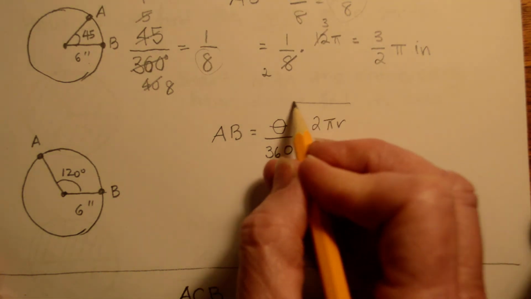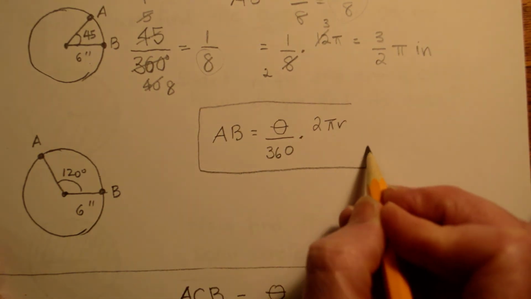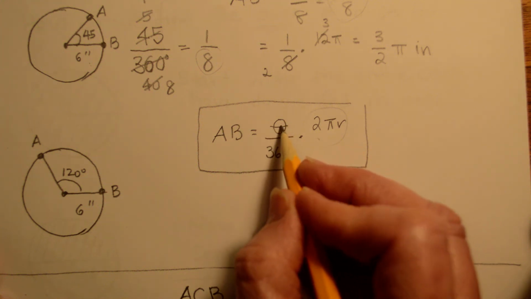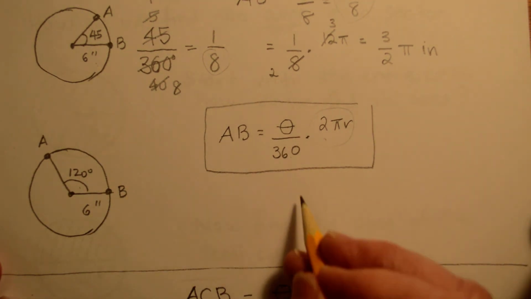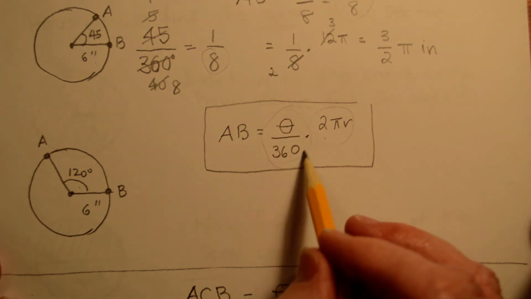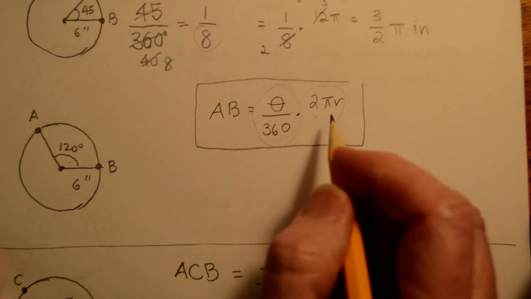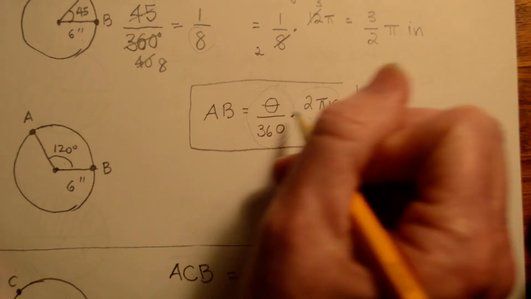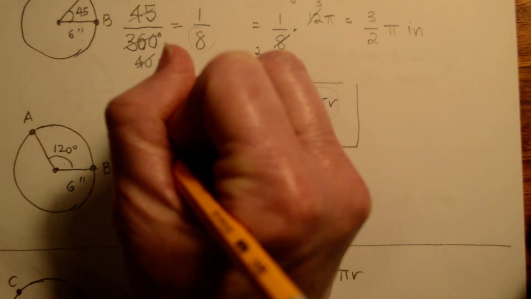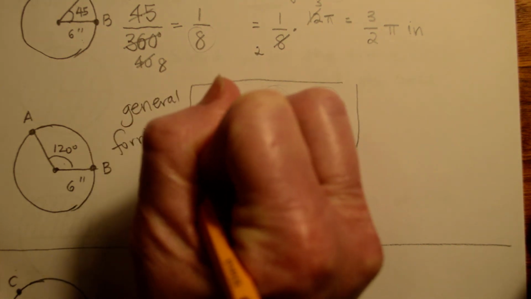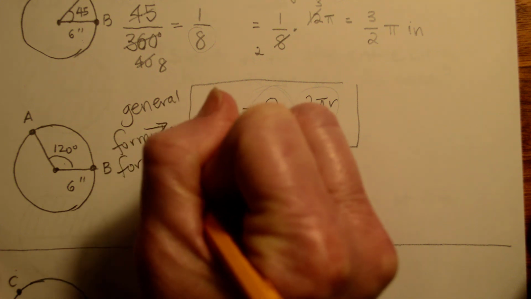So this is the general formula that we're going to do. We're going to take the circumference, whatever it is, and multiply it by theta, whatever our central angle is, divided by 360, because that's going to tell us what fraction of the whole circumference we want. This is the general formula for arc length.